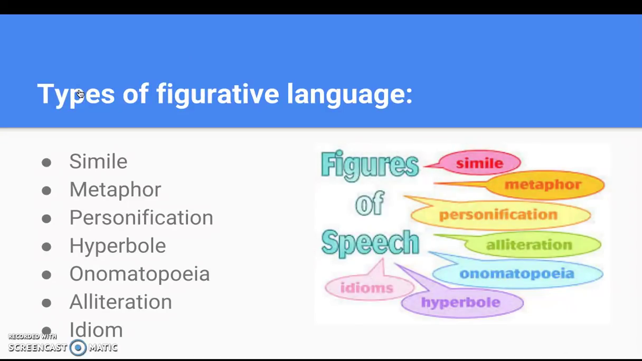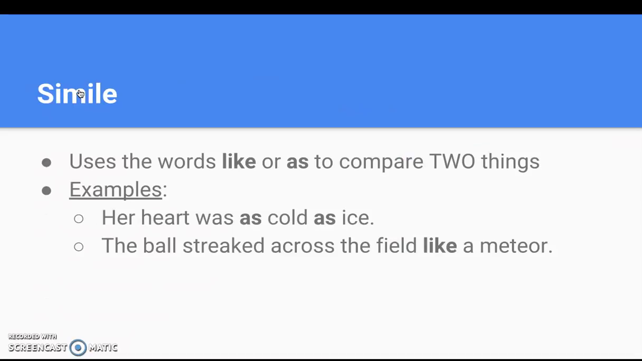There are 7 different types of figurative language, which can also be called figures of speech: simile, metaphor, personification, hyperbole, onomatopoeia, alliteration, and idiom. Today we're going to be going over what each of these figures of speech mean and examples. A simile uses the words like or as to compare two things.